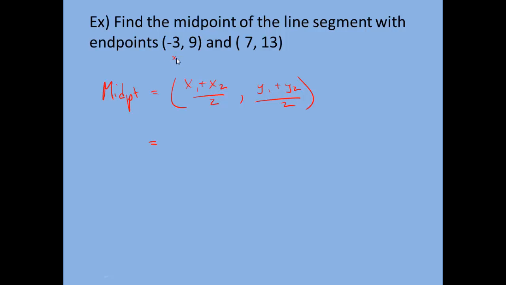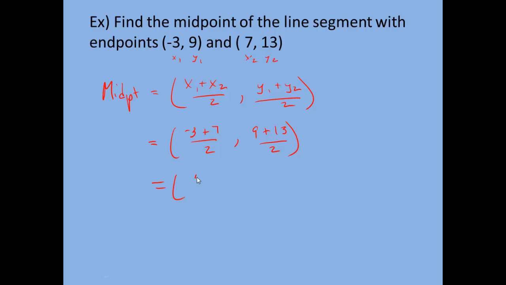So if I call this x1, y1, I'll call this point x2, y2. Basically, you're substituting your values. So the average of the x values would be -3 plus x2, 7 divided by 2, comma, the y coordinate will come from the average of the y values, 9 plus 13 divided by 2. And then just simplify each fraction here.